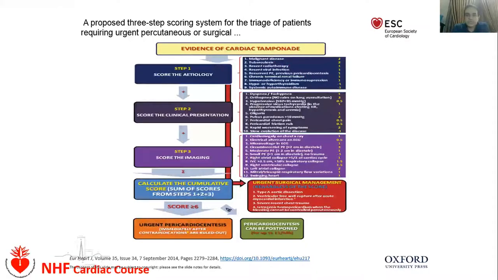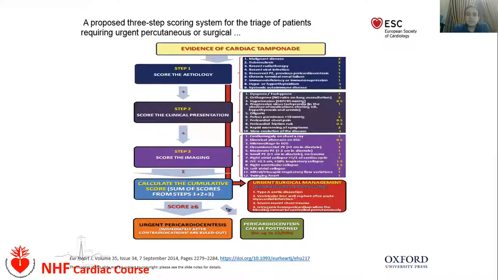Here is a scoring system that the ESC has given us to decide how emergent pericardiocentesis is. We score the patient in three groups: a score on etiology, a score on clinical presentation, and a score on imaging. For etiology, when there is malignancy or tuberculosis, the patient gets 2 points each. For clinical presentation, orthopnea in the absence of lung rales gives you 3 points. On imaging, a 20 millimeter effusion in diastole gives you 2 points. When there is chamber collapse, it gives you 3 points.